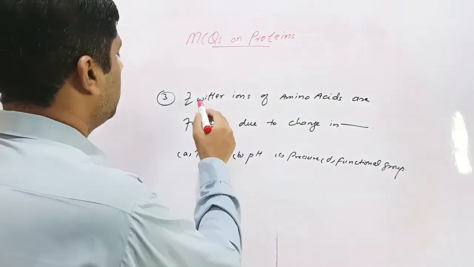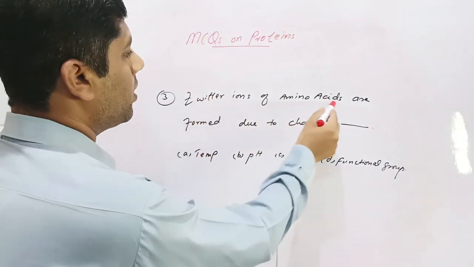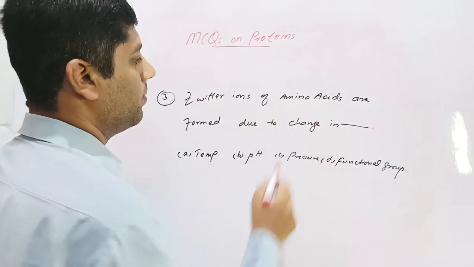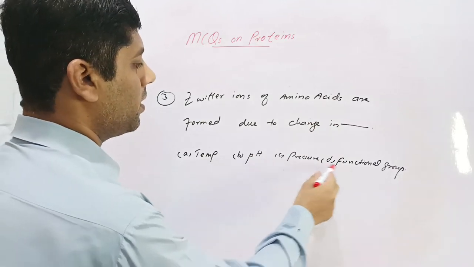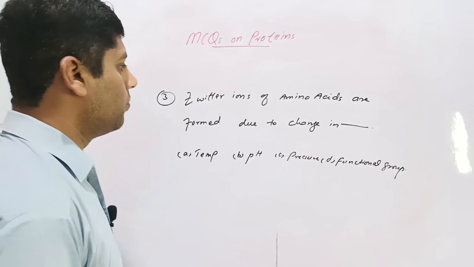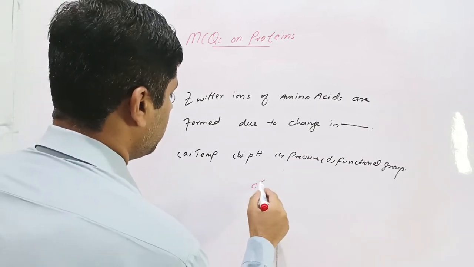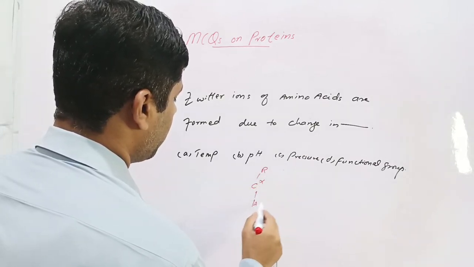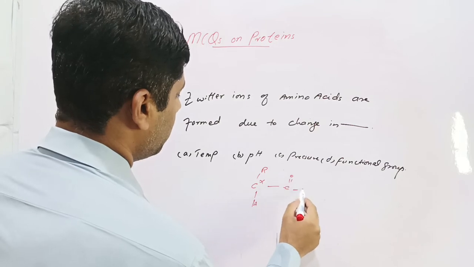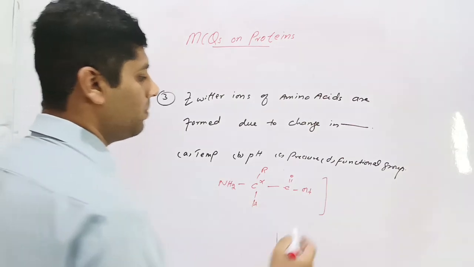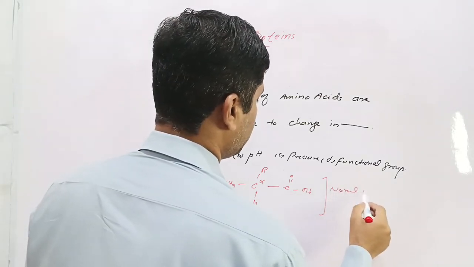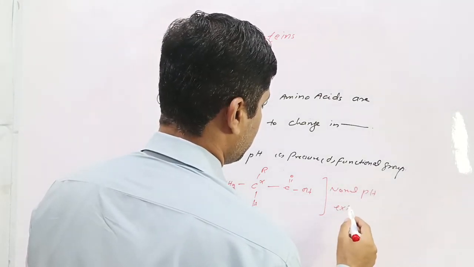Next question: Zwitter ions of amino acids are formed due to change in. Given options are temperature, pH, pressure and functional group. We know that the amino acid has an alpha carbon attached to an alkyl group and hydrogen, with carbonyl, hydroxyl and amino group. At physiological pH or normal pH, this exists as neutral.